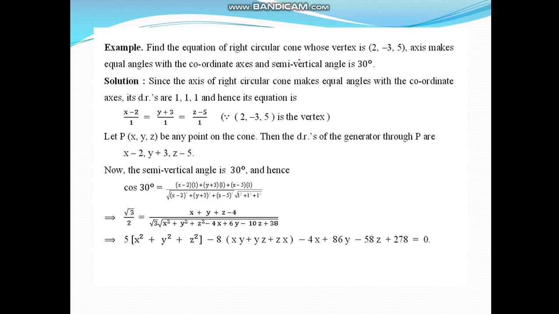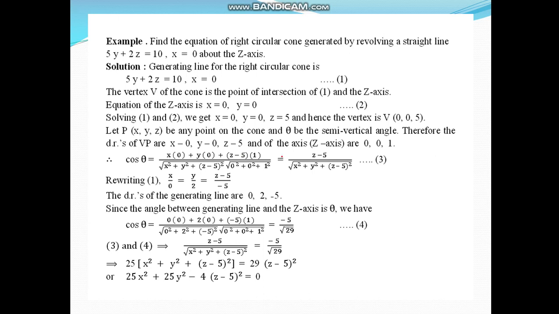Then find the equation of right circular cone whose vertex is this. Axis makes equal angles. So since axis makes equal angles, P(x, y, z) any point, DRs will be this here. Semi-vertical angle 30, find cos 30. Simplify and the equation of cone will come.